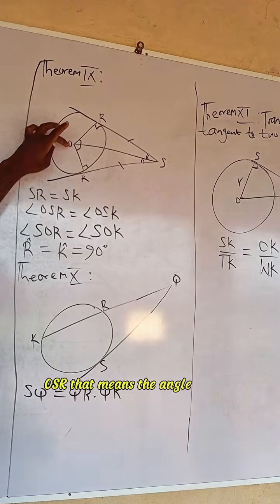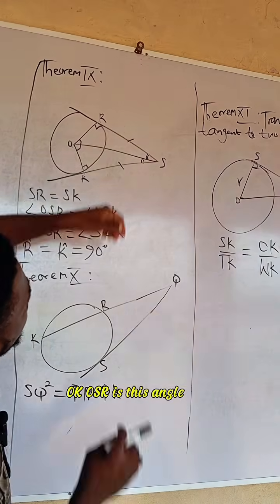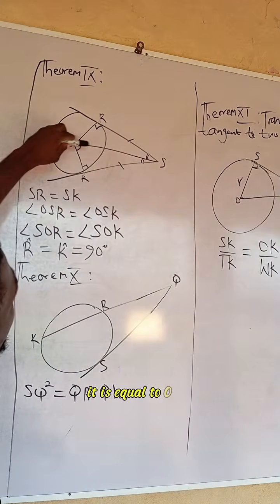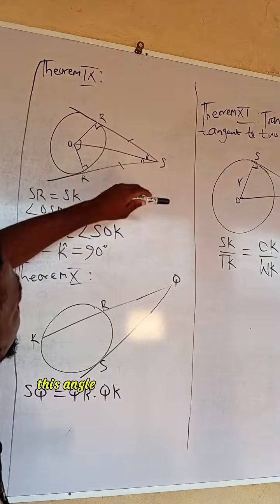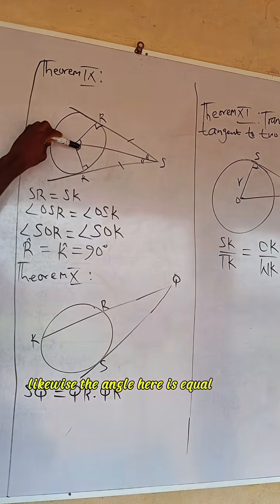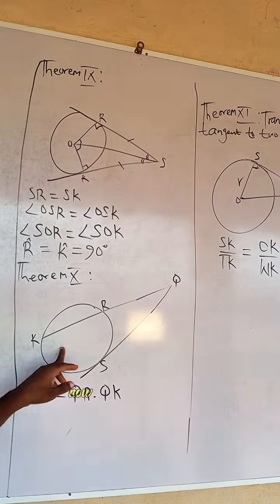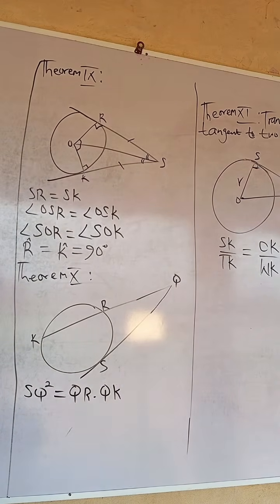OSR, that means the angle OSR, is this angle here. It is equal to OSK, this angle. That means this angle is equal to this angle. Likewise, the angle here is equal to the angle here.